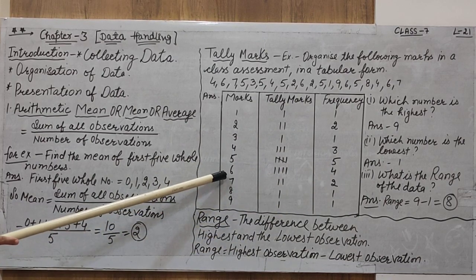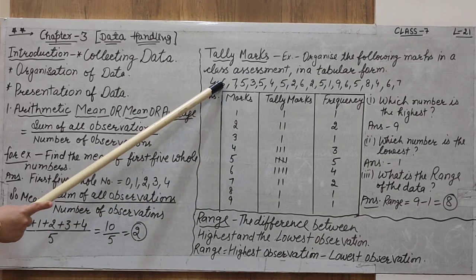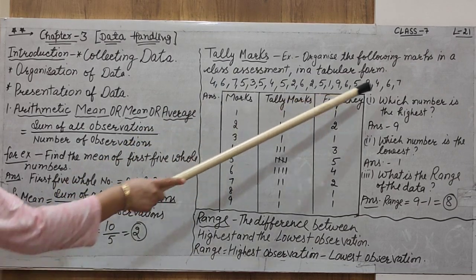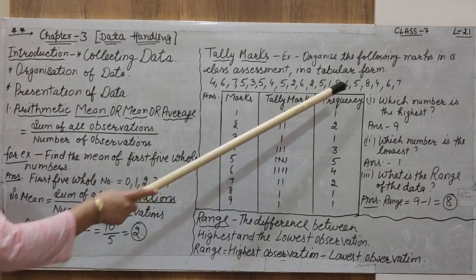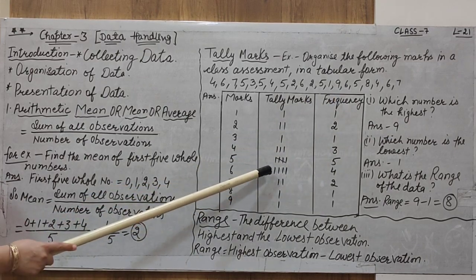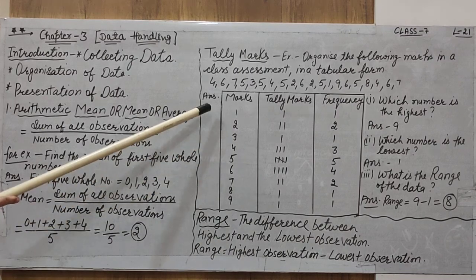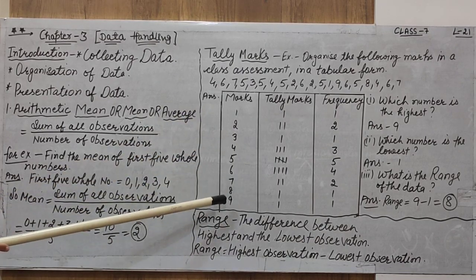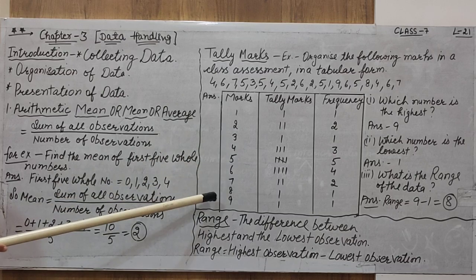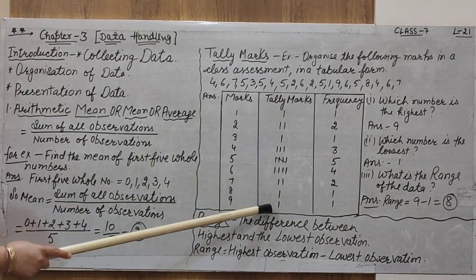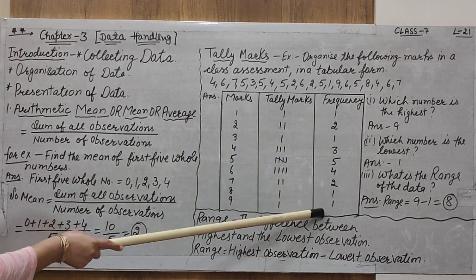Next, how many times does 6 come? 1, 2, 3 and 4. So 6 comes 4 times. So its frequency is 4. Similarly, step by step you have to count every number. You can see that all numbers are here, all the tally marks are here, and all the frequencies are here.